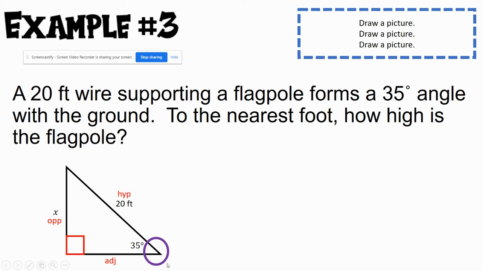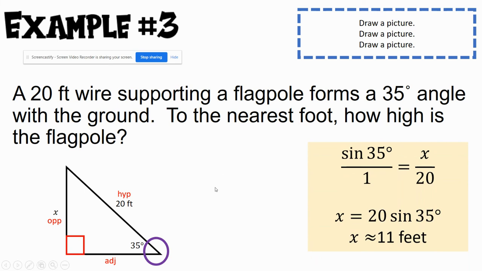So let's set up our equation. Sine of 35 degrees, set it equal to the opposite over the hypotenuse. And so here's your equation. Use your cross product property. So x times 1, x is all by itself. That's nice. 20 times sine of 35. And then you'd go to your calculator. Said to the nearest foot. So that means the nearest whole number. So the flagpole is about 11 feet tall.